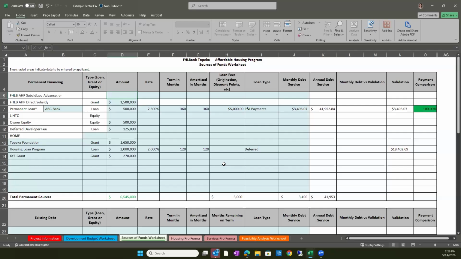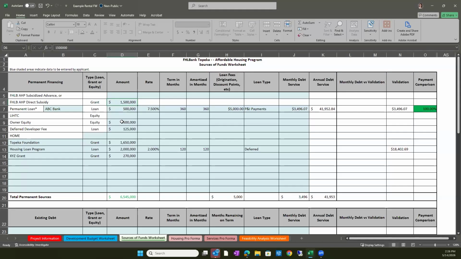So the first source in here, of course, is going to be the AHP subsidy. There are 2 different spaces where the AHP subsidy can be entered. There's the subsidized advance section and the direct subsidy section. The vast majority of projects that we do are going to be in this direct subsidy category. So assuming you're looking to use the funds as a grant directly towards construction costs, you will be entering it in this direct subsidy section.